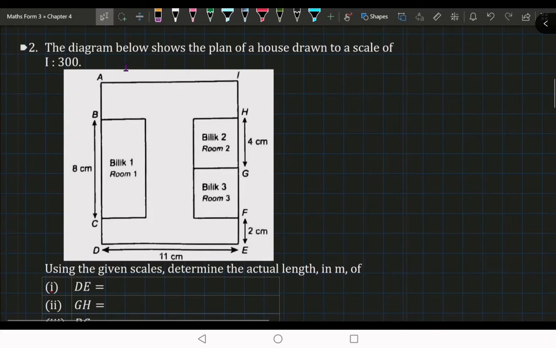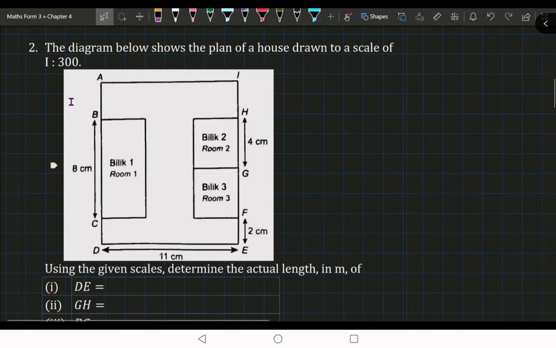Question number 2. Going to the diagram below, which shows the plan of a house drawn to a scale of 1 to 300. So what is the meaning here? We are going to find out DE. Where is DE? D is 11. This one is a drawing.